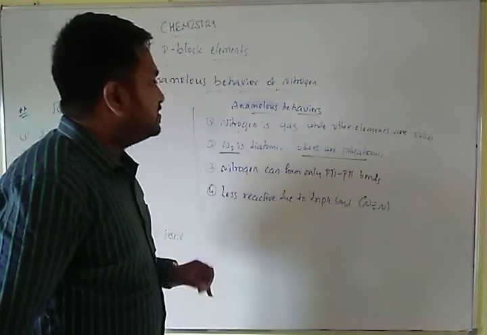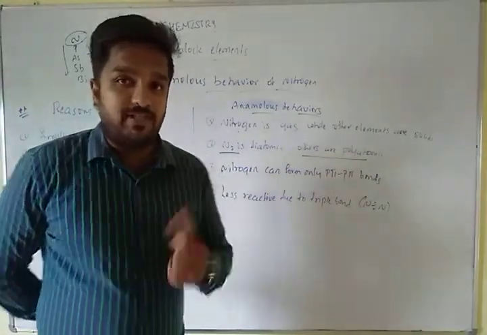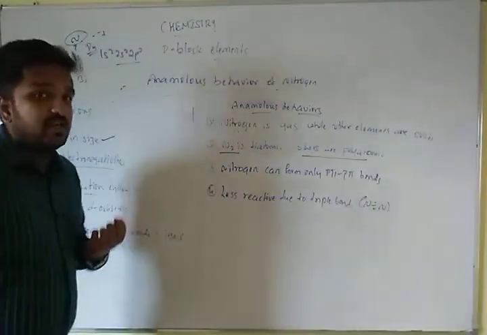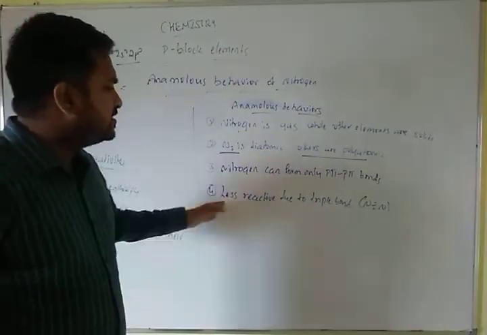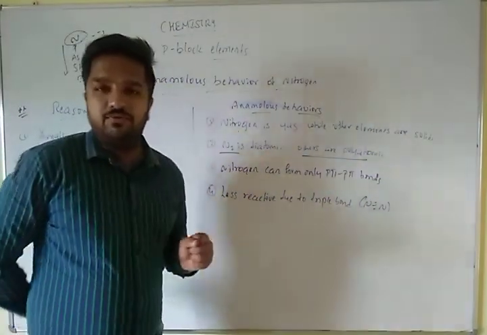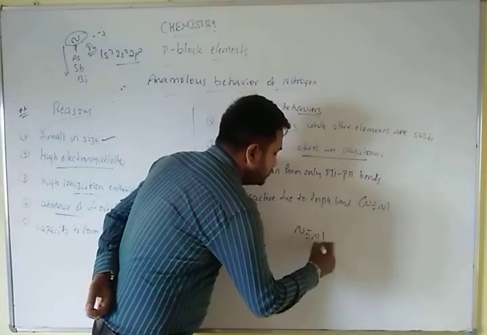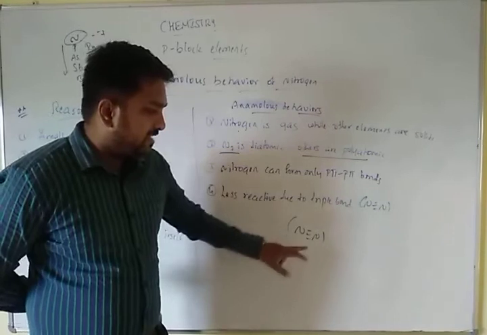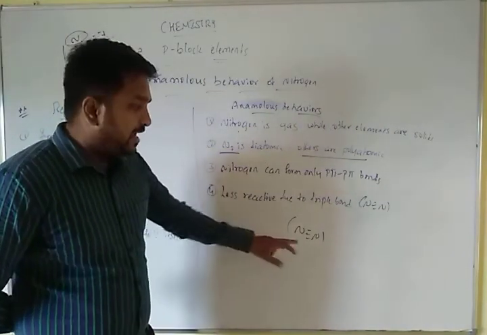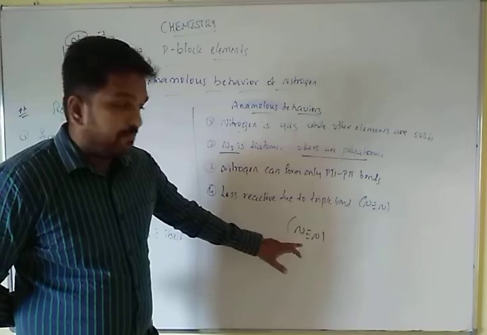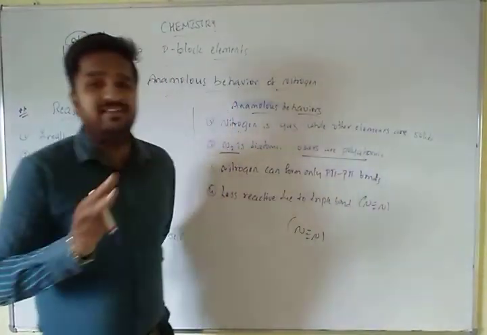The third one is nitrogen can form bonds with only 2 pi bonds. We have studied about the d-orbital system because there is absence of d orbitals. And the last one is it is less reactive due to triple bond. In molecular nitrogen, it exists as a triple bond. So it is very hard to break these 3 bonds.